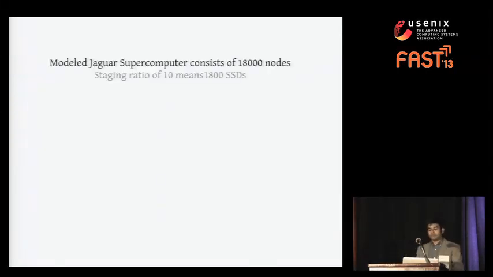So the model Jaguar supercomputer consists of 18,000 nodes. So a staging ratio of 10 means 1,800 SSDs. This is just to give an idea. When I say staging ratio of 10 or 30, what does it mean? How many SSDs are we really buying?